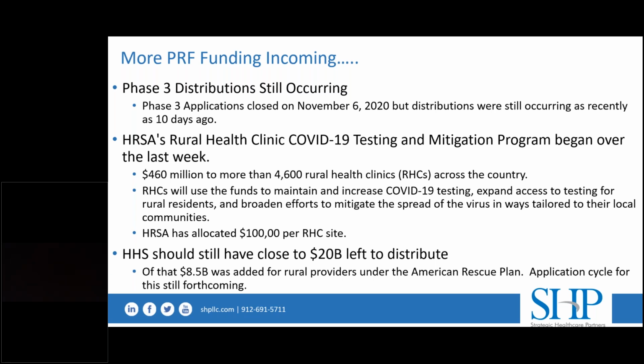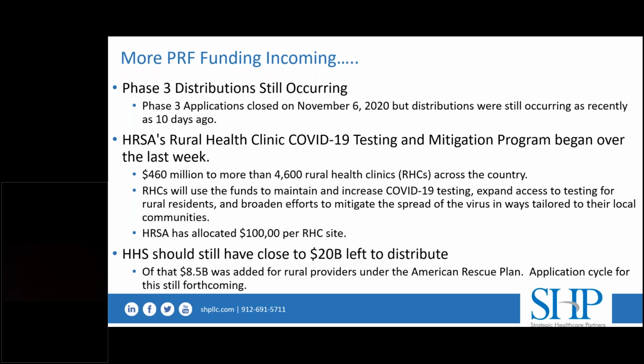In addition to that, the rural health clinic testing and mitigation program began last week, and you see that $460 million was distributed to 4,600 RHCs, 100 grand apiece, in order to maintain and increase testing, expand testing, that kind of thing.